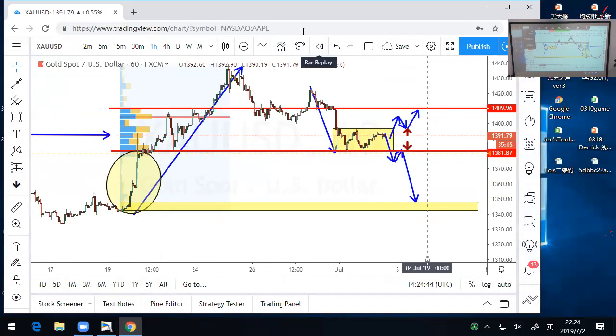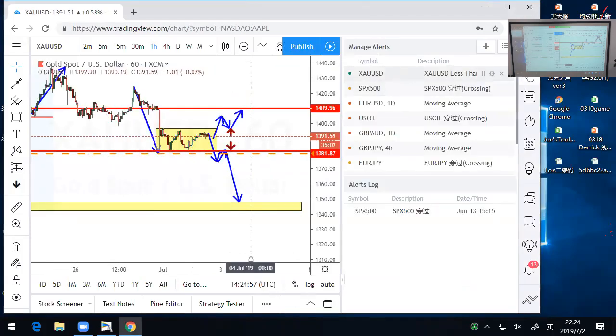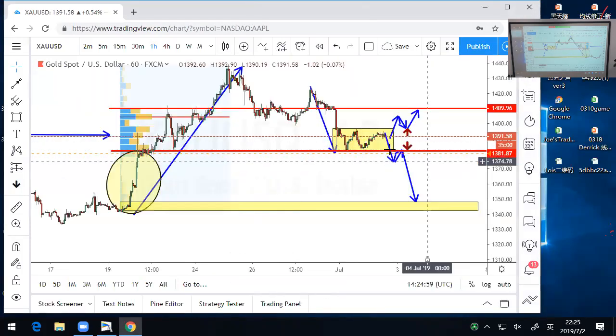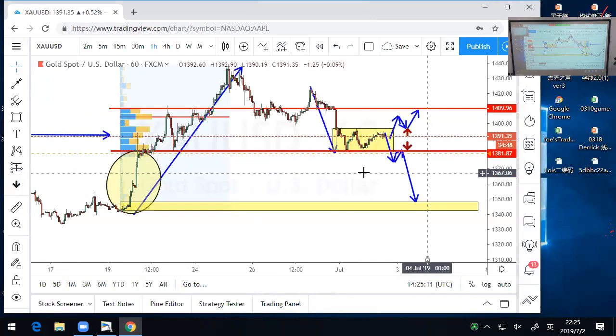So you have already learned how to set an alarm. Is that a great idea? Because you may miss the chance, since you cannot stay glued to the screen every minute. So you'd better set an alarm, so that if the gold goes below or less than 1380, it will inform you: hey guys, gold has just broken 1380, let's do something.